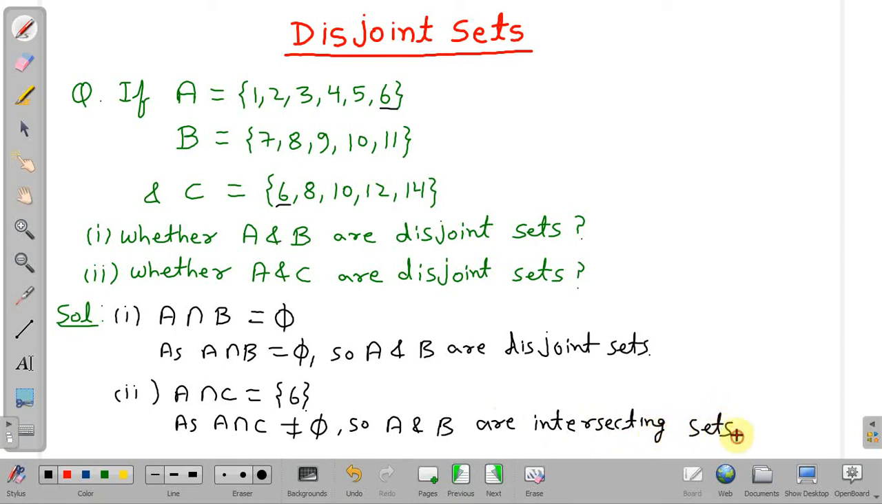Okay friends, so in this lecture we have discussed disjoint sets, and we have seen how we can represent this on a Venn diagram, and we also have discussed some problems.